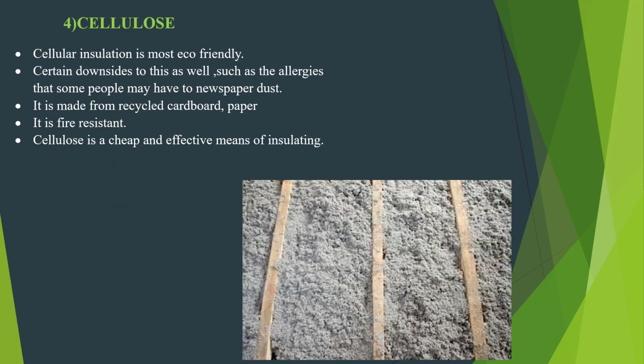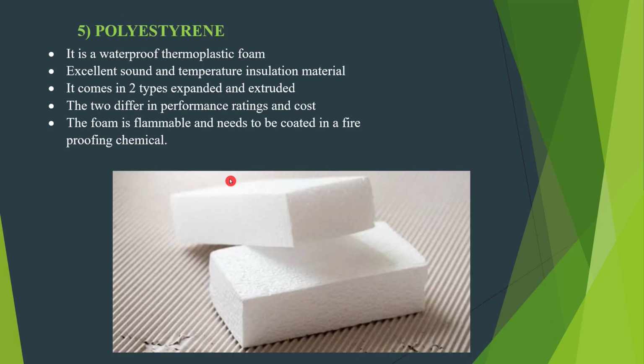Next is the cellulose material. Cellulose insulations are generally called eco-friendly construction. They are made from recycled cardboard, paper, etc., and they are good fire resistant, and they are the cheapest way of insulation.